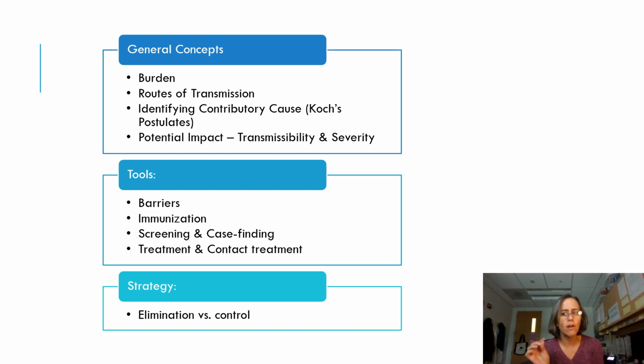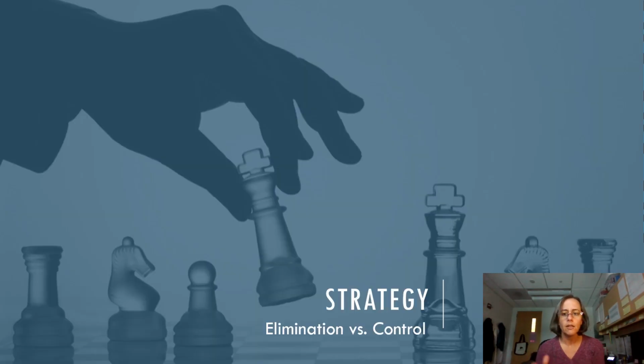What's our overall goal? Is it elimination or control? Those are the 2 basic things we're going to be trying to decide between: elimination versus control. Is this an infection that we can completely eradicate from our population, or are we just going to have to learn to live with it and keep it under check as best we can?